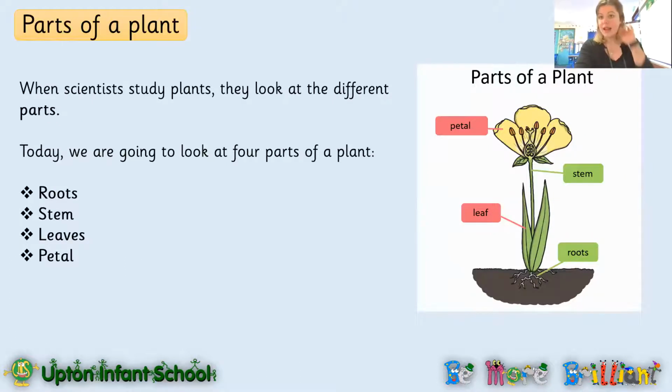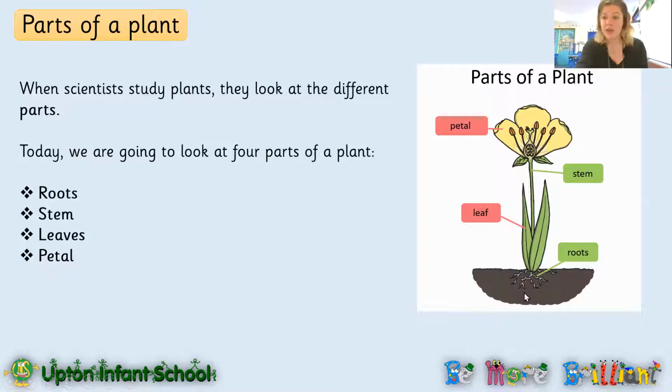So, let's start off by looking at parts of a plant. Now, when scientists study plants, they look at the different parts. And today we are going to look at 4 parts, okay? So we're going to look at the roots, the stem, the leaves, and the petals. Now, you might have heard of some of these. You might have heard of all of these. Okay, so we are going to have a look at what each one is and what they do.